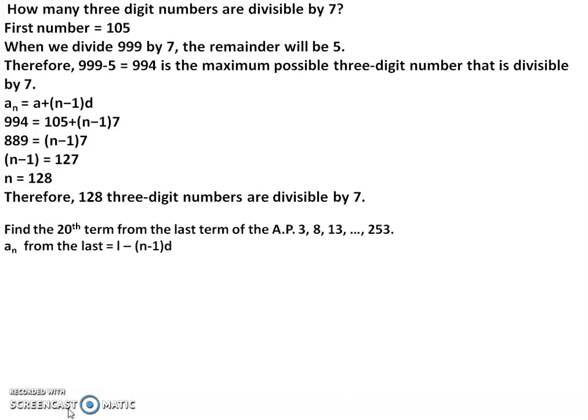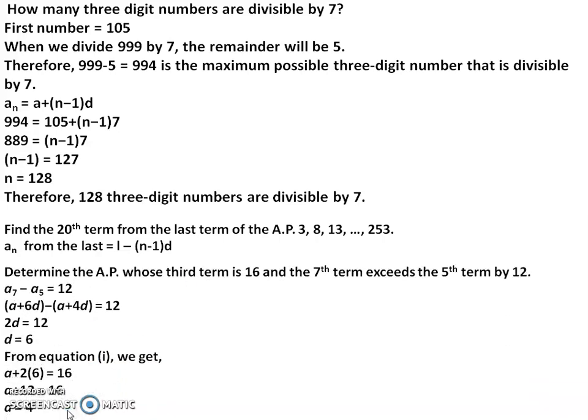Next, find the 28th term from the last term. Students, here the important word is last term, from the last term. So you have an equation for that. An from the last equal to L minus n minus 1 into d. What is L here? L is the last term. N is 20. D is the common difference. So, nth term from the last is equal to L minus n minus 1 into d. Clear?